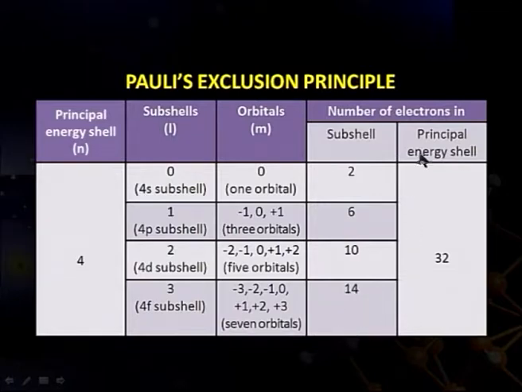comprise 32 electrons. This is the pattern of how these orbitals contain the energy levels, or how these orbitals can hold the electrons in their sub energy levels.